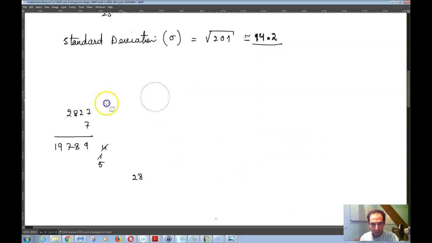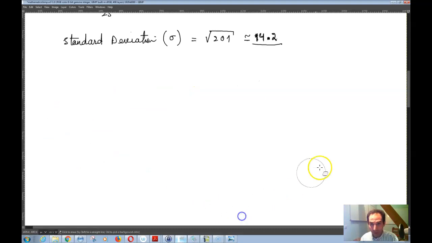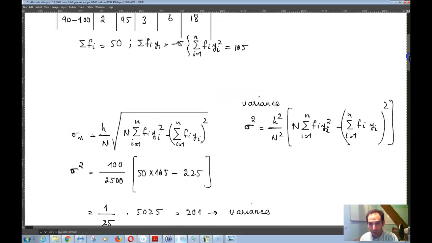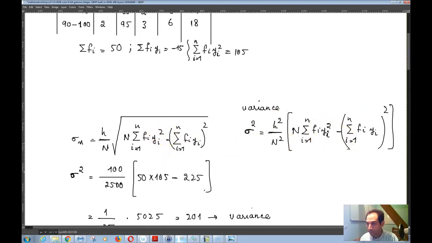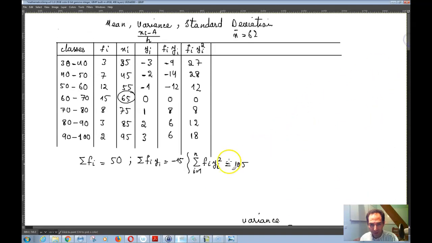Of course, in the beginning it might be a little bit confusing to use these formulas, but if you understand how we got the formula, then you can of course use it. There is no problem with that.